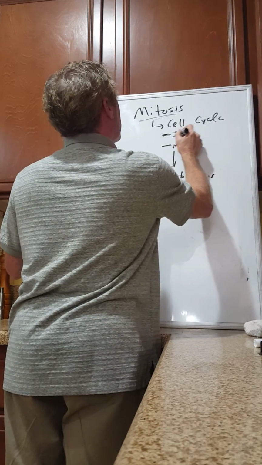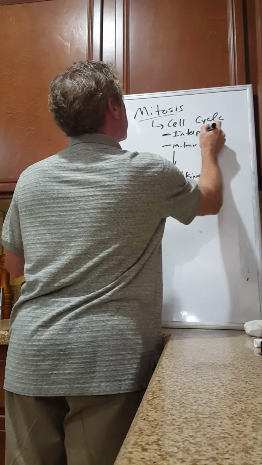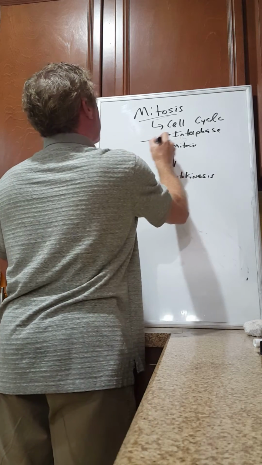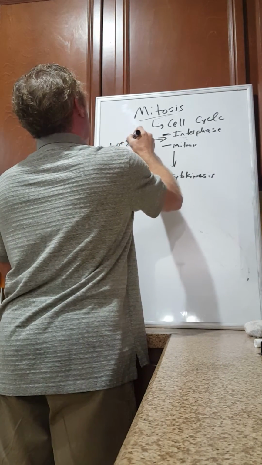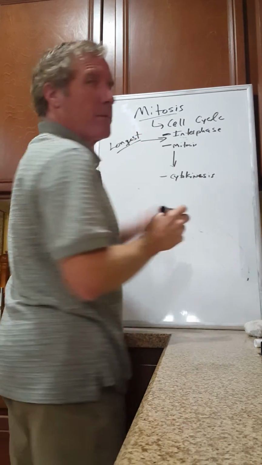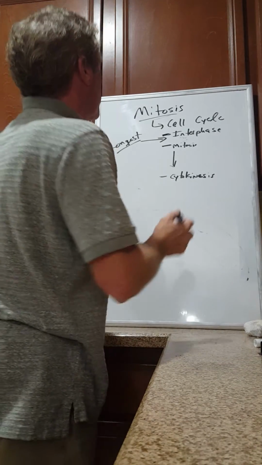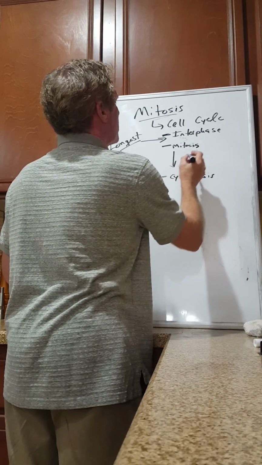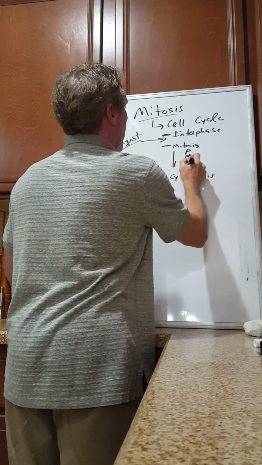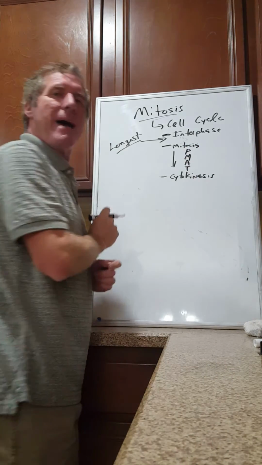And at the beginning here is interphase. Interphase is by far the longest part. This is where the cell is most of the time. It sits in interphase while it's doing its jobs. And then mitosis has 4 parts. I remember it by remembering PMAT.